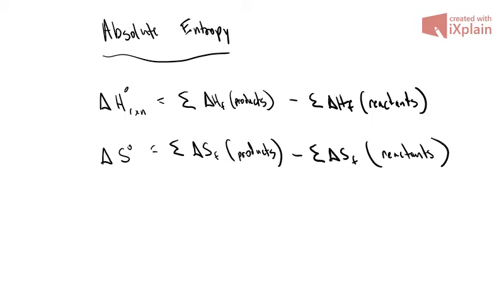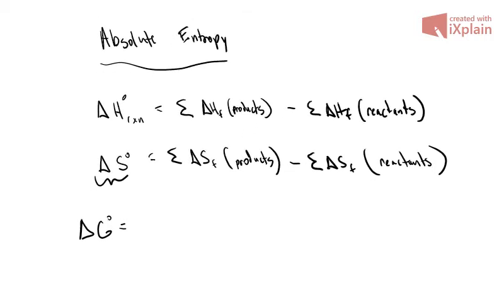Now that absolute entropy would be for a specific element, molecule, anything like that. Okay, once we find this number, that's what I wanted to say, once we find this number, we can plug it into our delta G equation, so our Gibbs free energy equation.